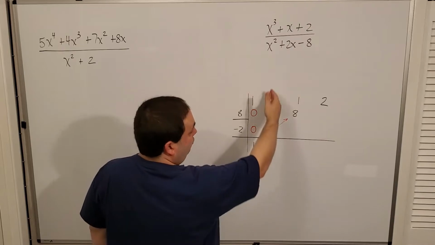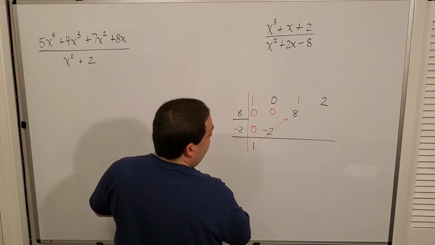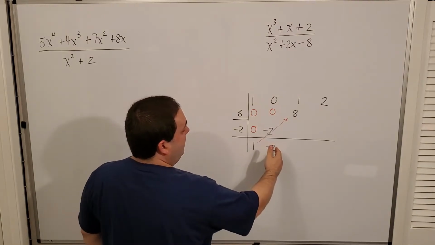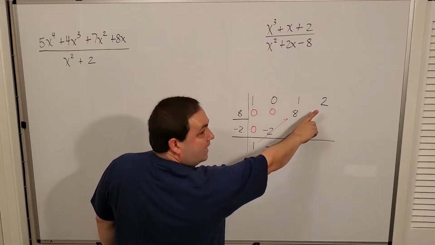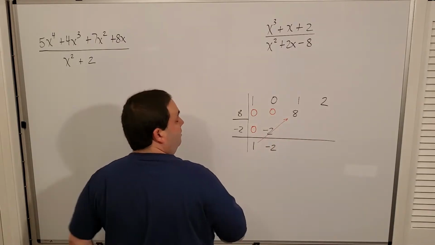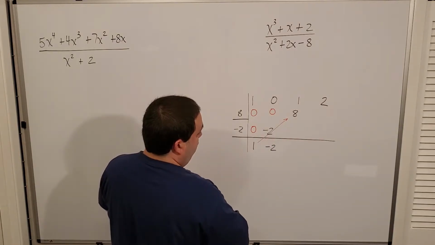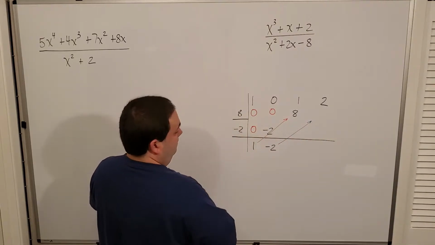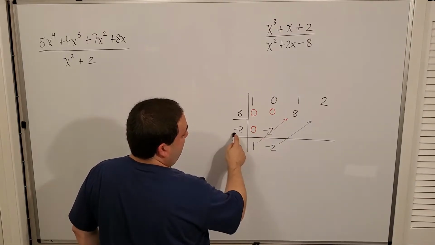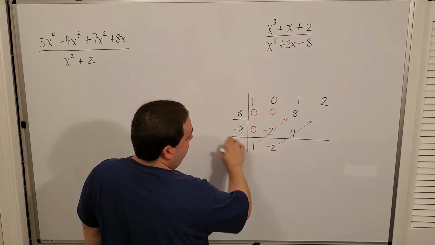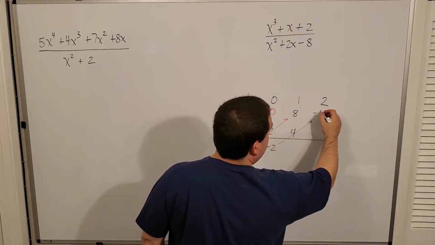So I continue. 0 plus negative 2 is negative 2, and then I've got my next value. And remember, diagonal, right? It's going to go this way. So for the visual here, let me go ahead and draw it in. It's going to go like this. Negative 2 times negative 2 is 4. And negative 2 times 8 is negative 16.